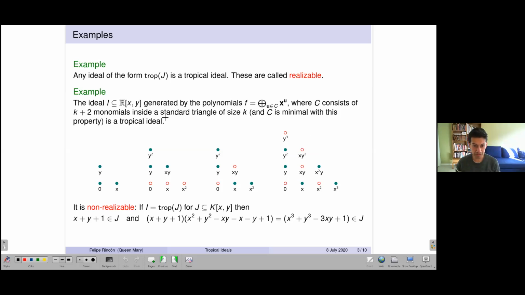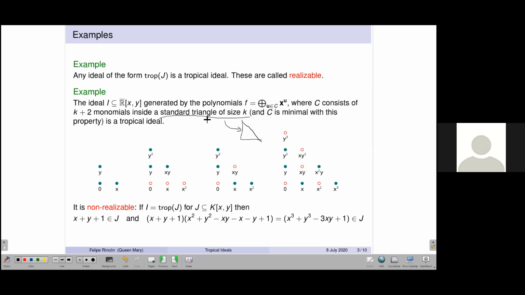So you have a whole lattice of monomials in x and y. And a standard triangle of size k is just some triangle of monomials in this configuration that looks like this: vertical, horizontal, and slope -1. So an isosceles triangle that looks like this. This is a standard triangle. And then the condition is that you're going to put a polynomial here in I.